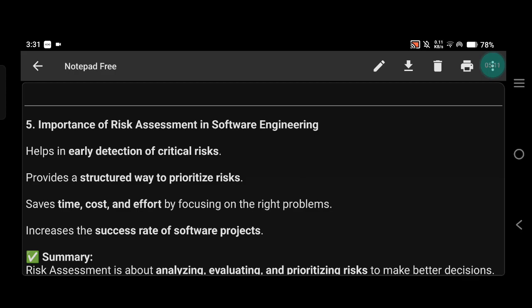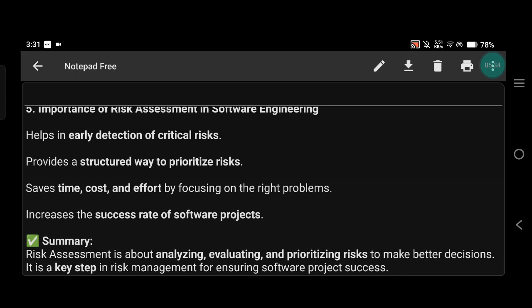Importance of risk assessment in software engineering: it helps in early detection of critical risks, provides a structured way to prioritize risks, saves time, cost, and effort by focusing on the right problems, and increases the success rate of software projects. Summary: risk assessment is about analyzing, evaluating, and prioritizing risk to make better decisions. It is a key step in risk management for ensuring software project success.